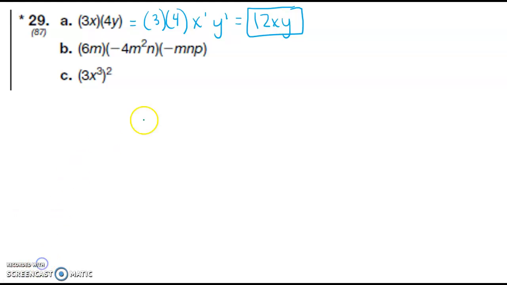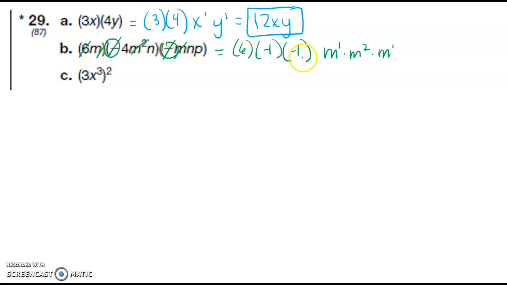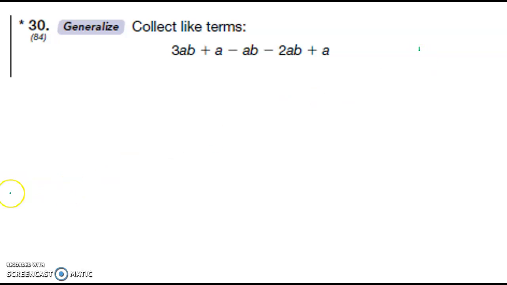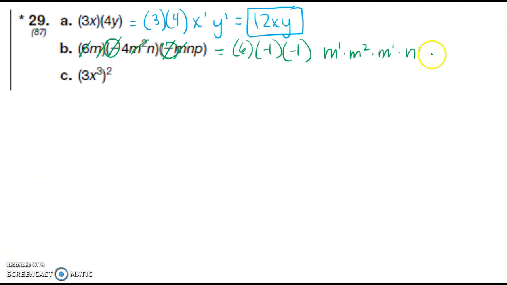Let's hit a different color here. So here I have 6 times negative 1, which is right here, times another negative 1. And then I have m to the 1, so my 6 is gone, my negative 1, I have that m gone. I have times m squared, that's gone, times m to the 1, that's gone. So I have all my m's taken care of here. I have n to the 1, and then n to the 1, and then times p to the 1.